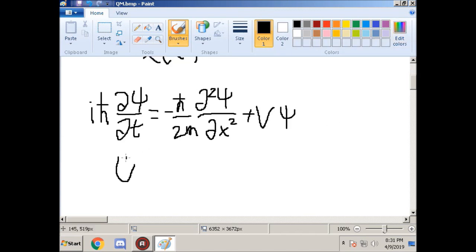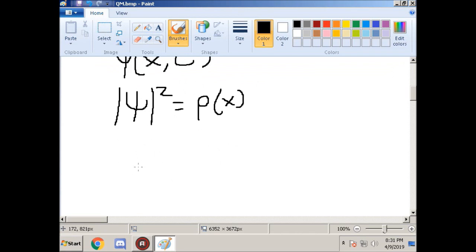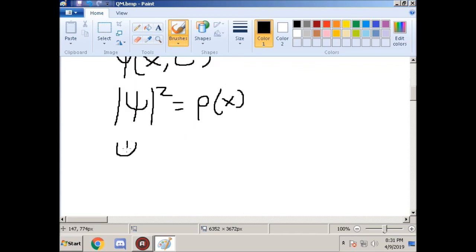Now, when we solve this, it gives us the function psi of x and t. And what we say is that when we take the norm squared of this function, that gives us the probability density function. This norm, since it's a complex function, will be given by the complex conjugate times the original function. That will be equal to that.